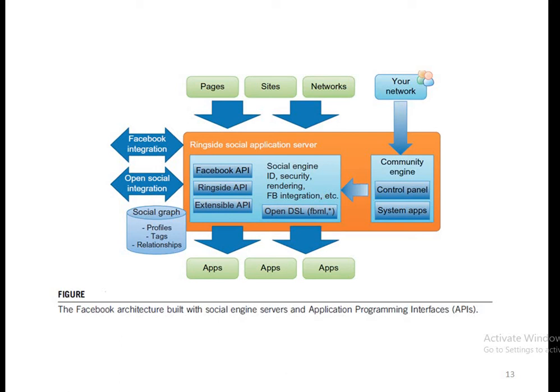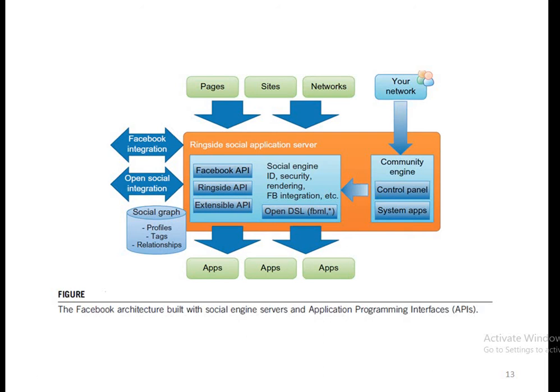And Facebook integration: three specific APIs are installed to make user access easy. Like you have three APIs: Facebook API, then Ringside API, and Extensible API. To offer some networking services to users, the community engine is used. The core was the social engine, and to the right side what we have is the community engine, which offers networking services to users.